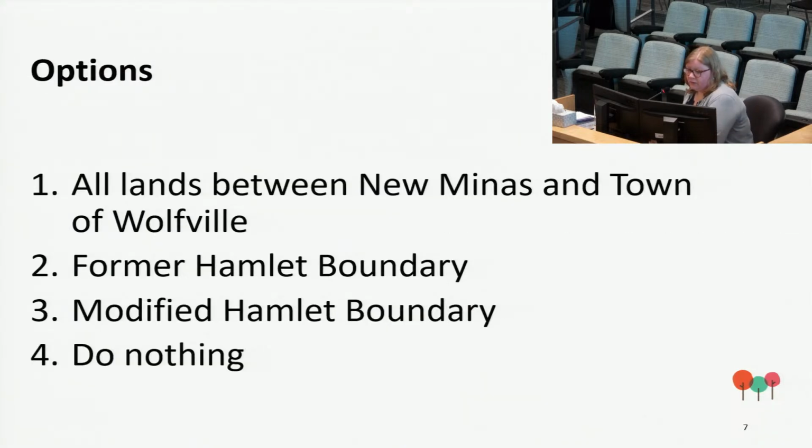So staff have developed 4 options. The first would be all of the lands between New Minas and the town of Wolfville. The second option is the former hamlet boundary, and I'll discuss that in a moment. The third is a modified hamlet boundary, and the fourth is a do-nothing option. So in planning, we always include a do-nothing option, and this just maintains the status quo.